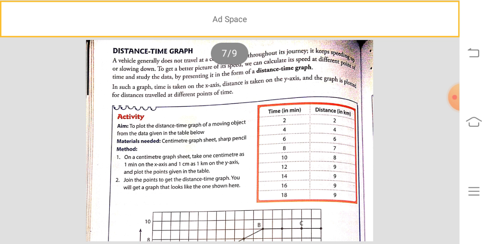In such a graph, on the x-axis we represent time, and on the y-axis we represent distance. The graph is plotted for distance traveled at different points of time.